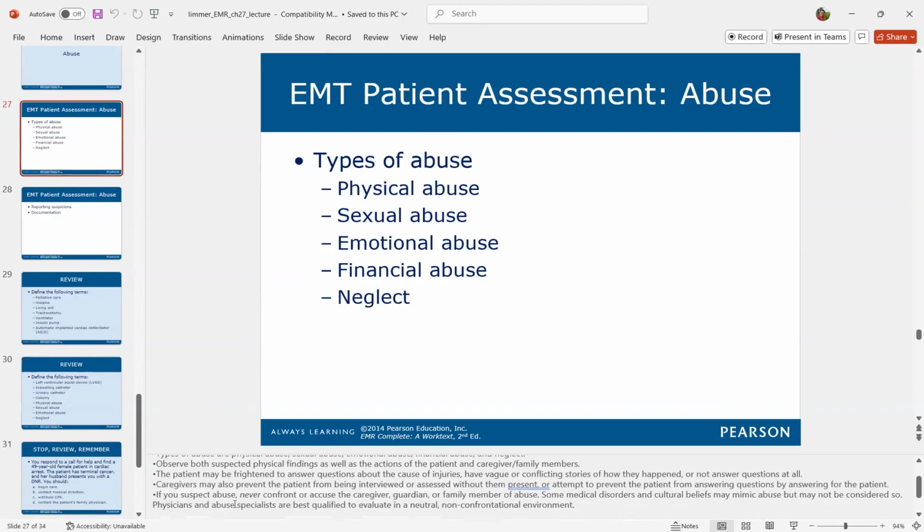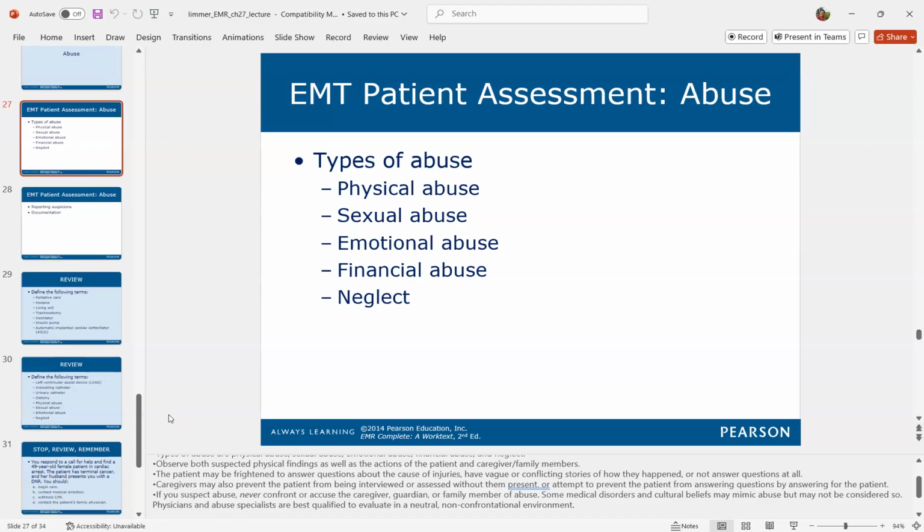The patient may be frightened to answer questions about the cause of injury, have vague or conflicting stories, not answer all of your questions. The caregivers may also prevent the patient from being interviewed or assessed without them there, or attempt to prevent the patient from answering questions at all. So if we're suspecting this, never confront the accuser, the caregiver, guardian, family member of the abuse. Some medical disorders and cultural beliefs mimic abuse, but may be considered so.